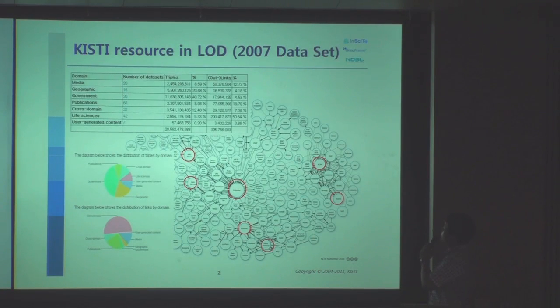This image shows the LOD cloud as of last September. There are some core ontologies in LOD, like DBpedia, GeoNames, and Gene Ontology, and the KISTI ontology was published in 2007. This table shows the statistics of LOD. We are focusing on publication, geographic, and government data.